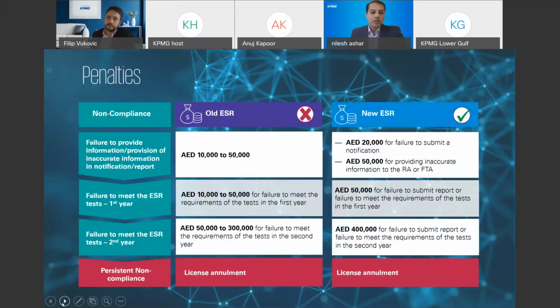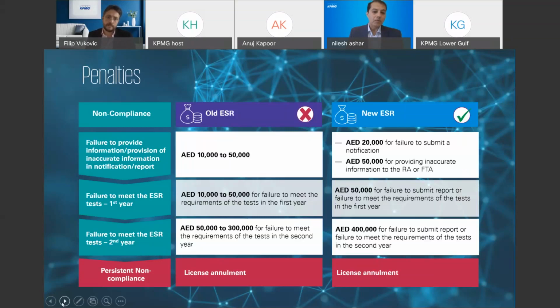I think the key change for me is that the element of subjectivity on the quantum of penalty, which was between 10 and 50,000 dirhams in the first year, has now been replaced by a flat 50,000 dirham penalty for the first year, 400,000 for the subsequent years. And for any subsequent years, the license annulment criteria as well.